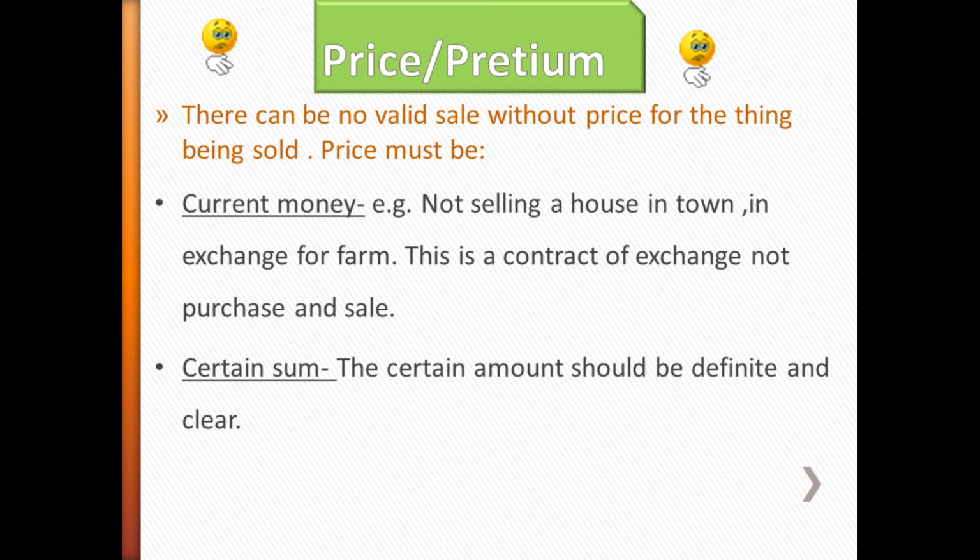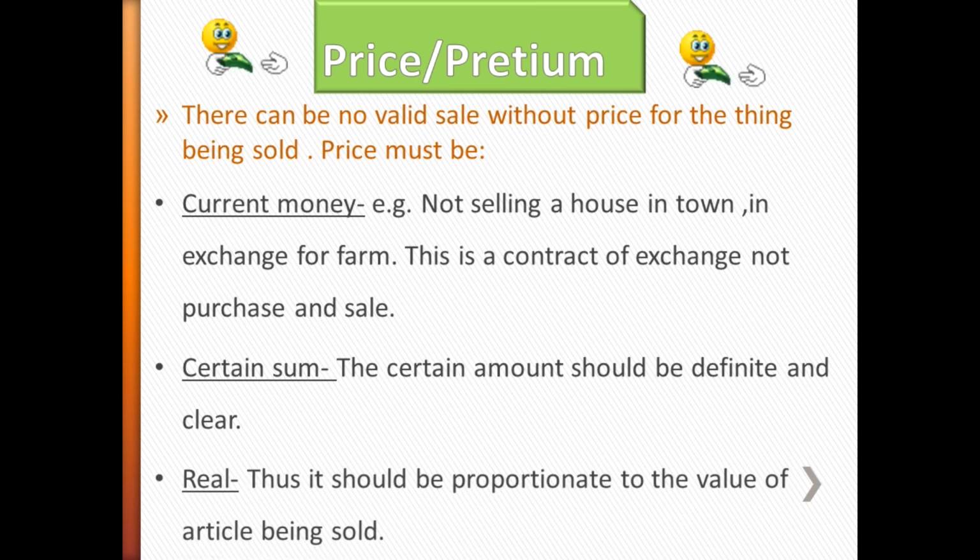Then, the price should be a certain sum. A certain amount should be stated by the parties. The price should be definite and clear. That is like $20 or £100 for the product being sold. Thus, the buyer should know the exact amount he or she is going to pay for the product being sold. Then, the price also should be real. It should be proportionate to the value of the article being sold. The money being paid should be equivalent to the value of the thing being sold. That is what we are saying, unless maybe the product is on promotion.